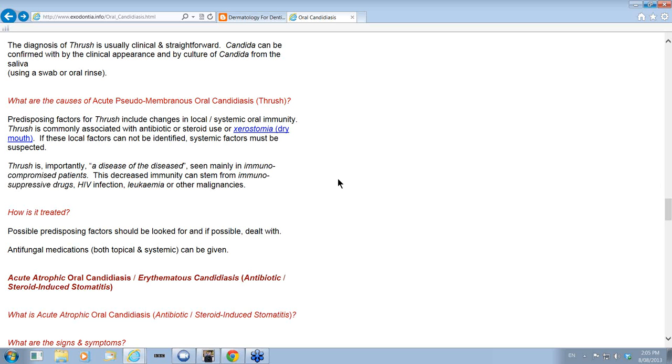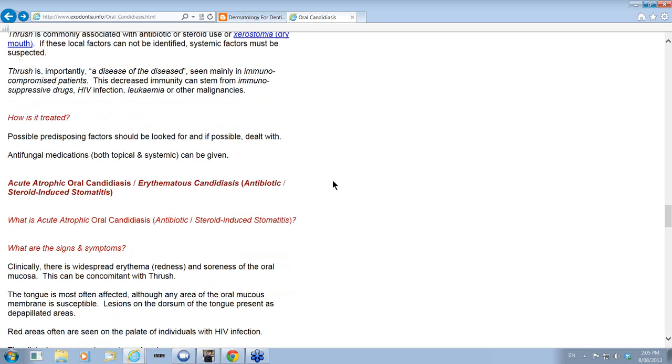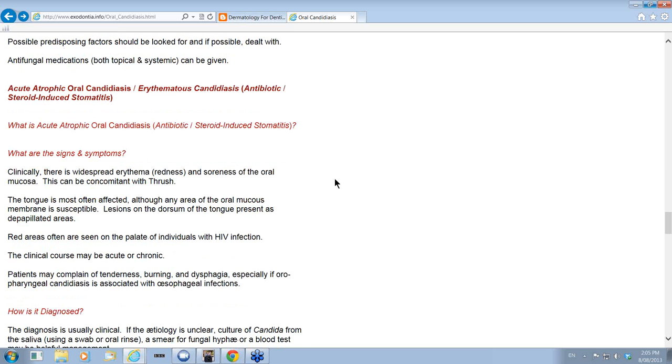For external surfaces, I think Lamisil cream is good, or ketoconazole cream, or any of the imidazole creams will work very well. And sometimes you may need an oral preparation like fluconazole. It's particularly used in women who get vaginal candidiasis, just as a single 100 milligram tablet. And it can be very useful for quite extensive oral candidiasis as well.